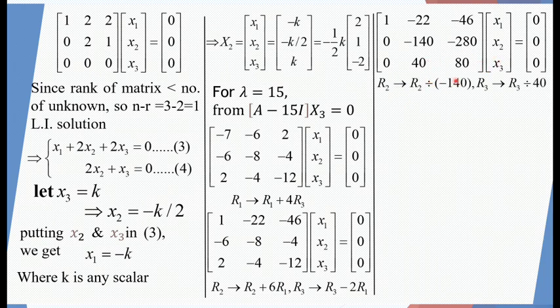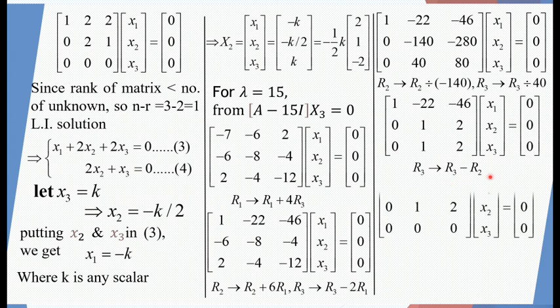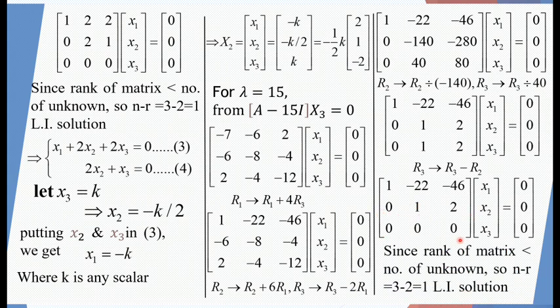So now we can divide R2 by minus 140 and R3 by 40. So after this dividing, we get the similar matrices. Now we can make this R3 0. So applying operation R3 as R3 minus R2. So after applying the operation, this will be 1, minus 22, minus 46, 0, 1, 2 and 0, 0, 0. So the same case arises, rank is 2, number of unknowns are 3. So the system of equation is consistent and infinite number of solution exists, or we can say linearly dependent solutions here.